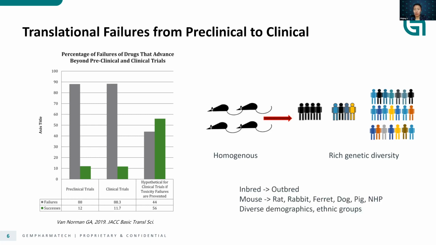From this perspective, we're not the first ones to think about it, and there have been many efforts in terms of how we can increase the genetic diversity. So inbred mice, outbred mice, using mice or other species, including rats, rabbits, ferrets, dogs, pigs, even non-human primates. At the same time, when clinical trials are recruiting patients, more and more attention is being paid to diversifying the trial population so that when the drug goes to the public, there will be fewer adverse effects that can impact the utility of the successful drug.